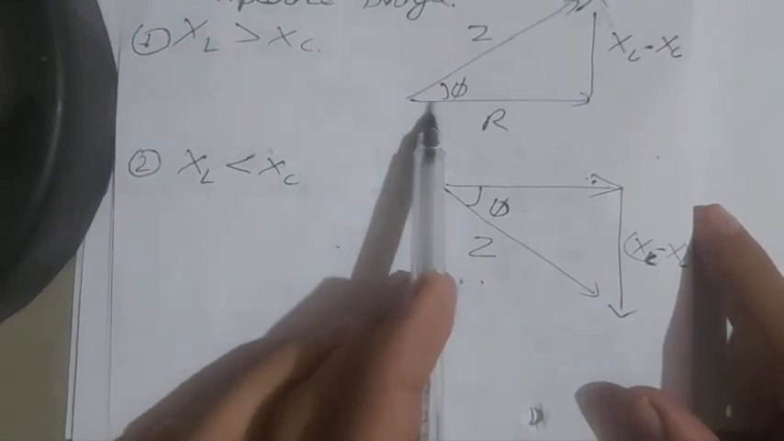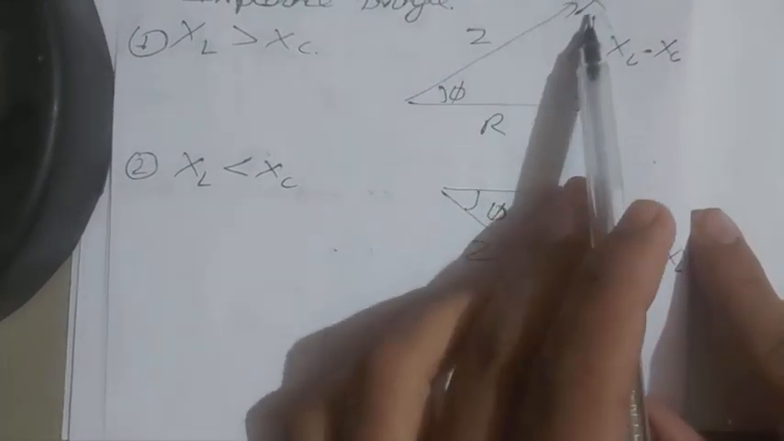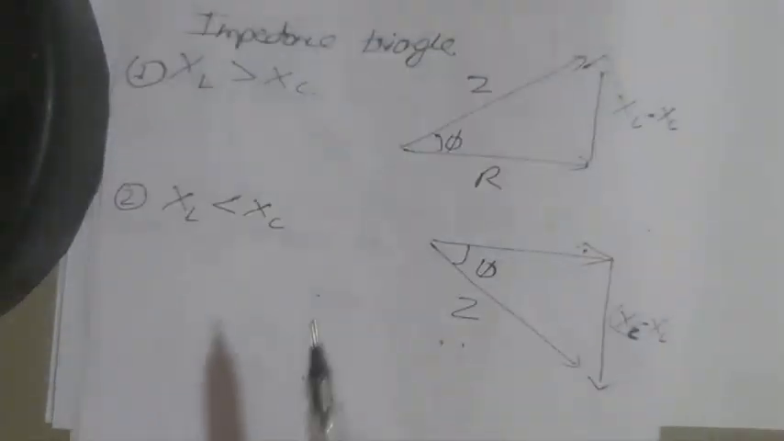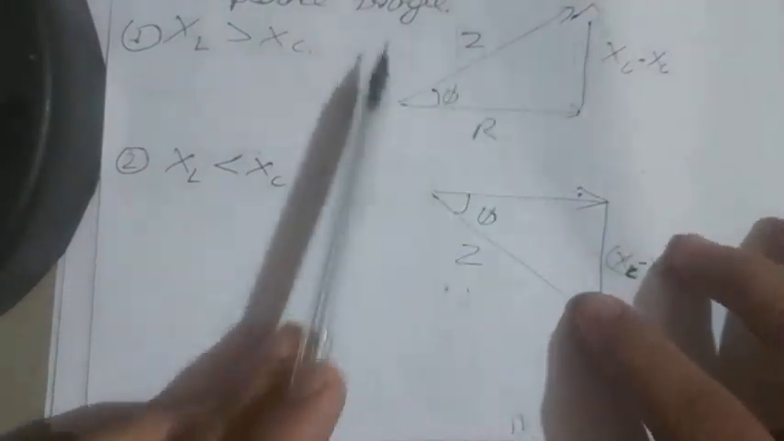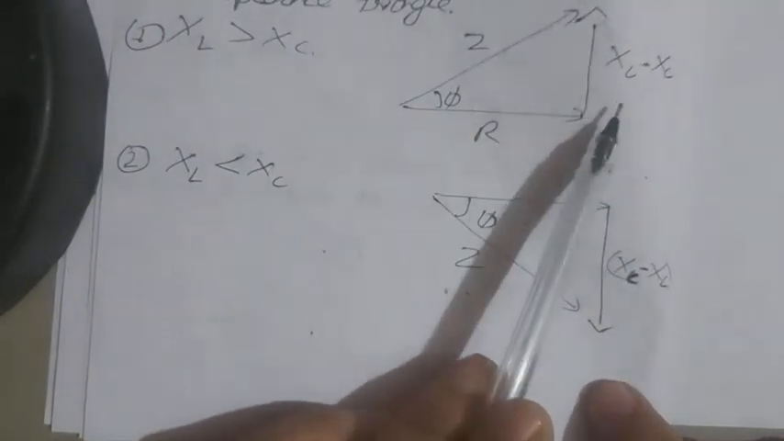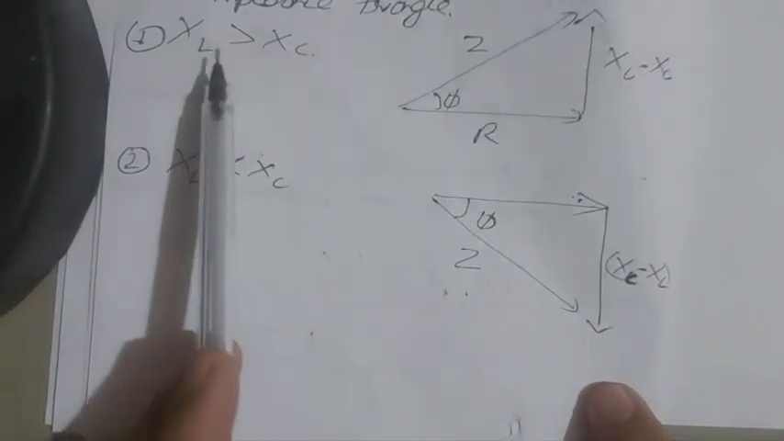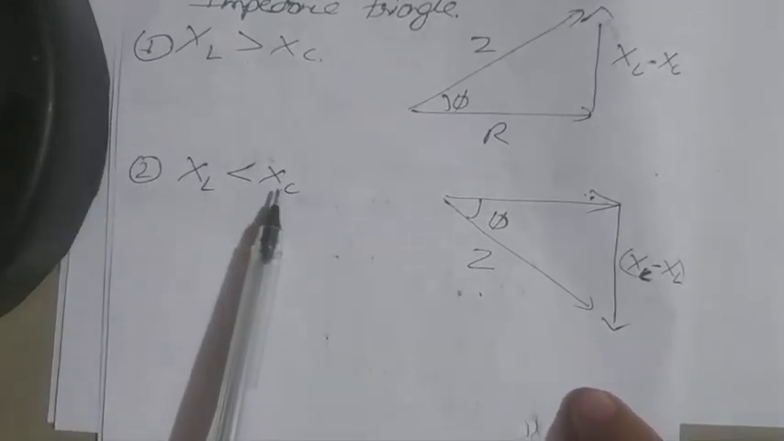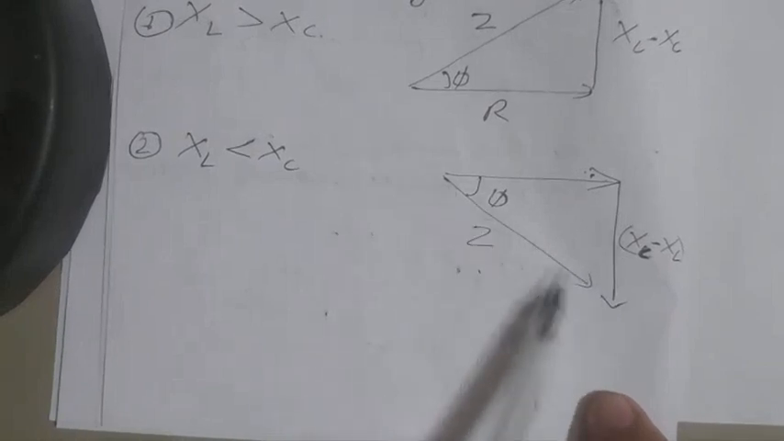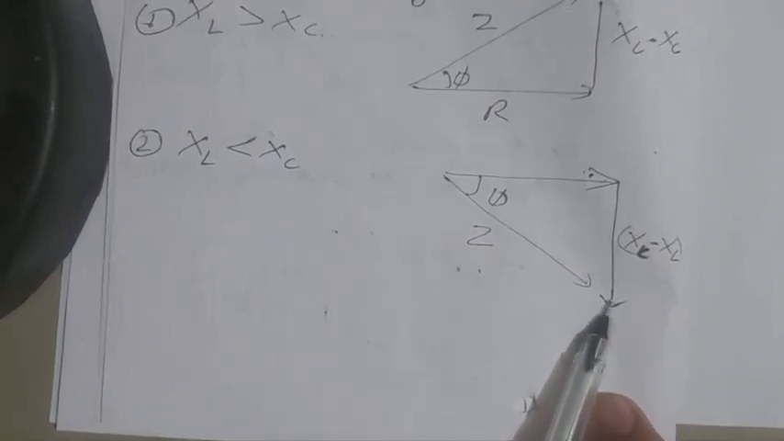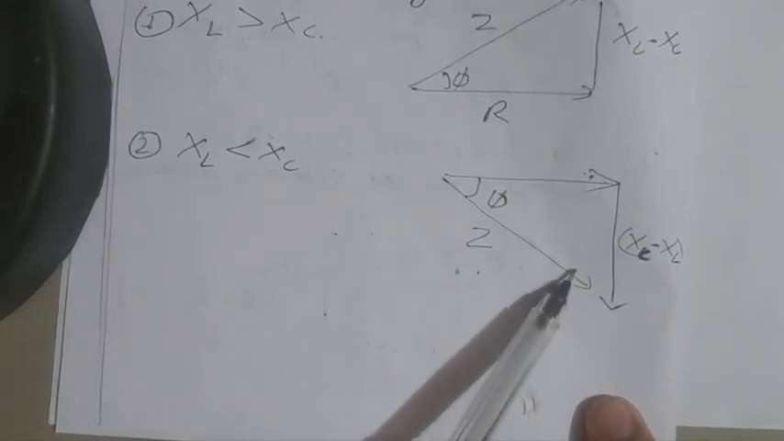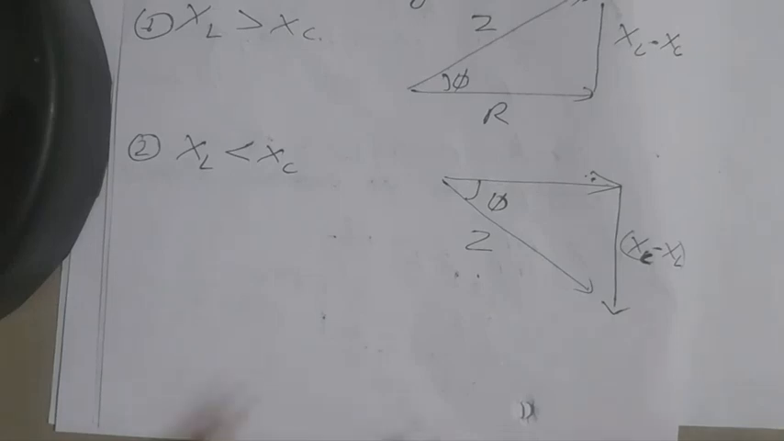as we have just seen: R, XL − XC, and Z. We obtain this triangle with the help of this. So this is the impedance triangle. This triangle is showing when XL is greater than XC and when XL is less than XC. Then the phasor goes downside and we obtain Z as a resultant.